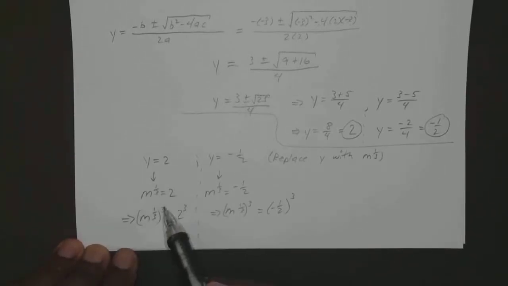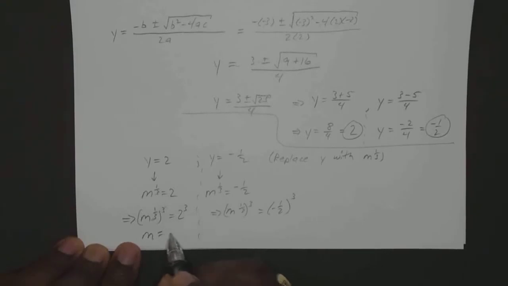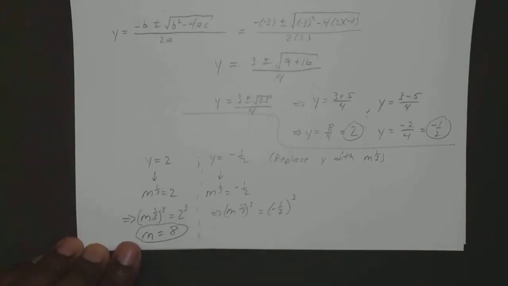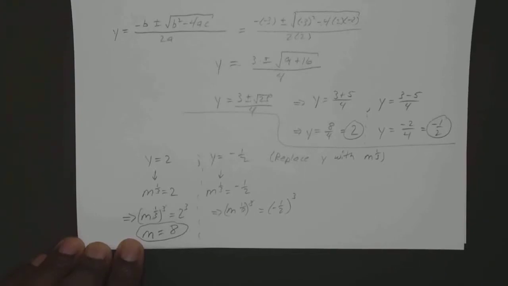Okay, so these two will cancel each other out. So you end up with m equals 2 to the third power. 2 times 2 times 2 is 8. And this one, these two will cancel out. So you end up with m equals negative 1/2 times negative 1/2 times negative 1/2, which is actually negative 1/8.